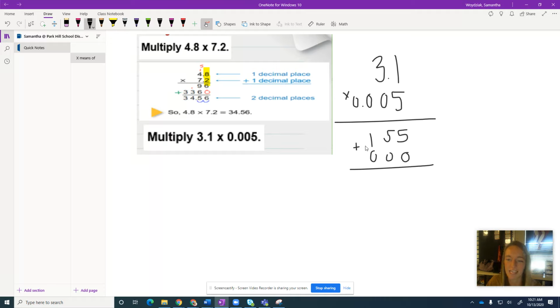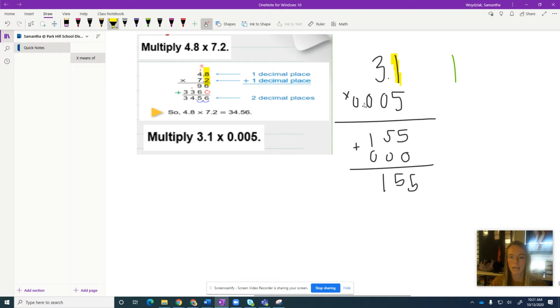So I can just go ahead and add these zeros. Since I did that, I end up with 155. Well, I know that 3 and 1/10 times 5 thousandths isn't 155. I have the right numbers. I just don't have the right decimal point placement yet. So what I'm going to do is see how many numbers are to the right of the decimal point. So here's my decimal point, and I have one number here to the right. So I'm going to write that over here. I have one number to the right of the decimal point.